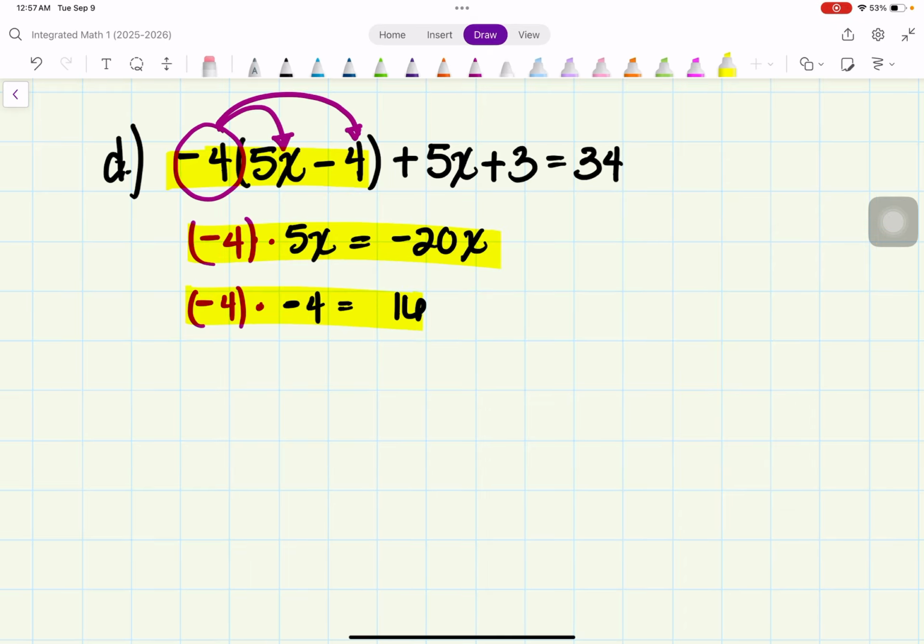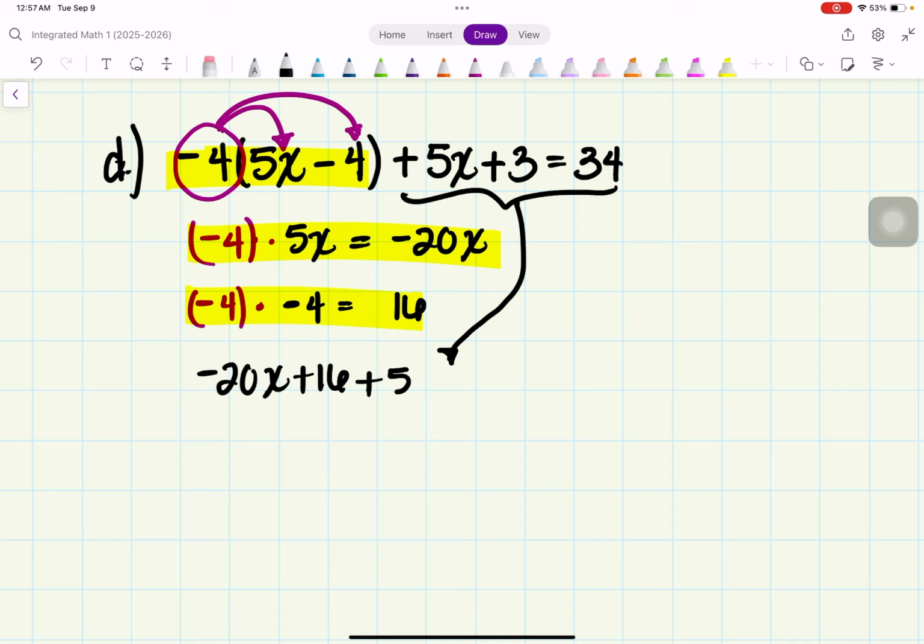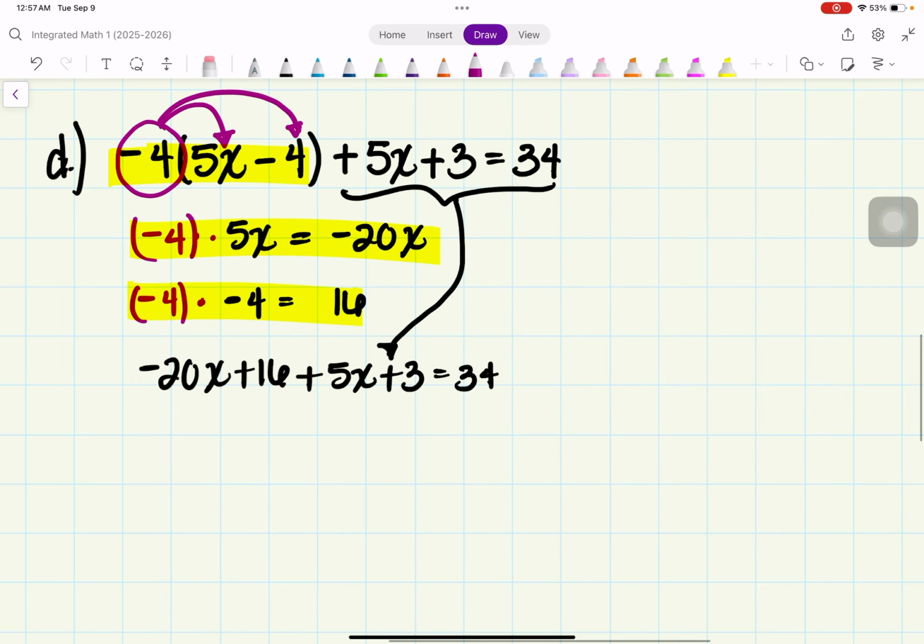So let's go ahead and write everything down on the bottom. I have a negative 20x plus a 16, and then I'm going to bring all of this down here, plus a 5x plus 3 is equal to 34. So the first part was to distribute. Part number 1 was to distribute the negative 4 into the parentheses.